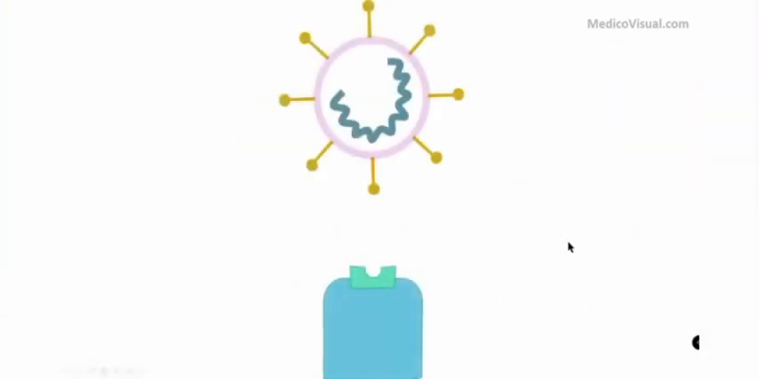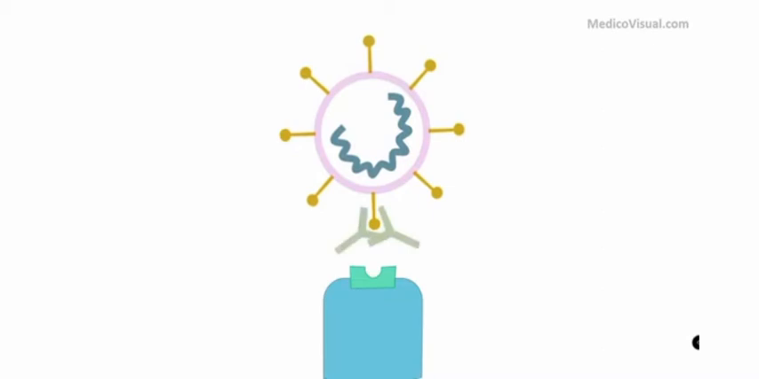So what will happen when an actual virus enters? So when actual virus tries to infect, these antibodies will come to our rescue, and they will prevent fusion of this S protein with ACE2 receptor of type 2 alveolar pneumocyte.